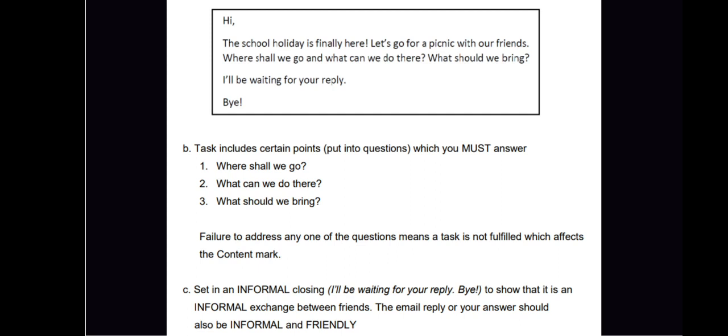Number one, where shall we go? So you have to mention the place. Where shall you and Amy go together, okay, to have picnic together with your friends. Number two, what can we do there? What are the activities that you can do while having the picnic together? Number three, what should we bring? Okay, what are the things that you should bring during the picnic? Okay, failure to address any one of the questions means a task is not fulfilled, which affects the content mark.